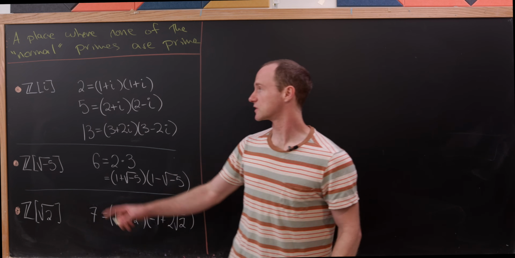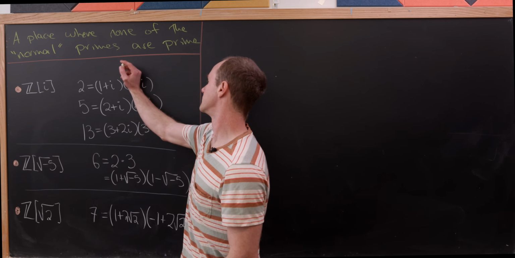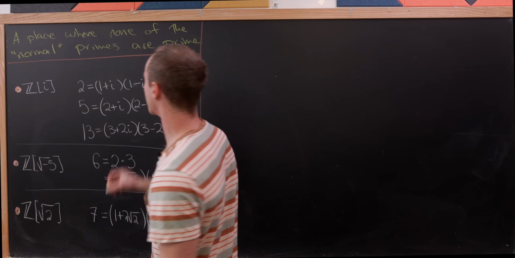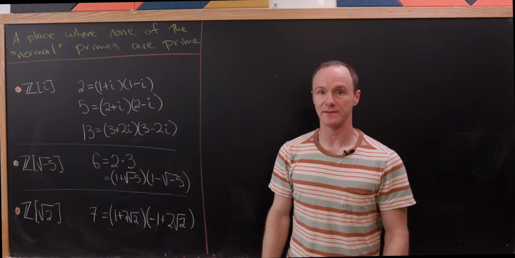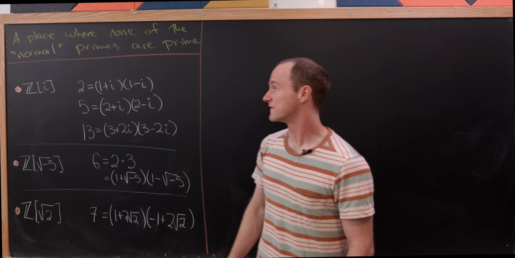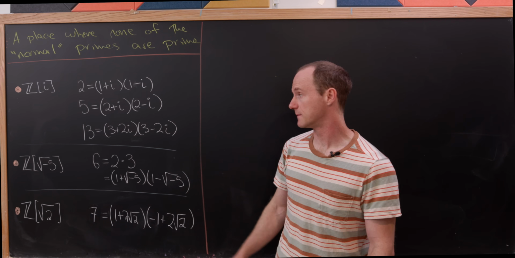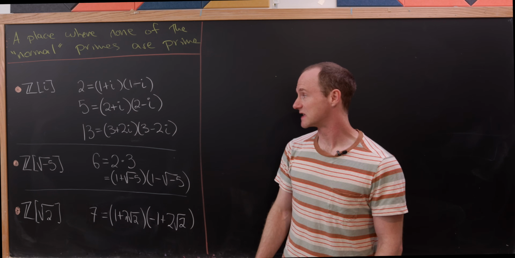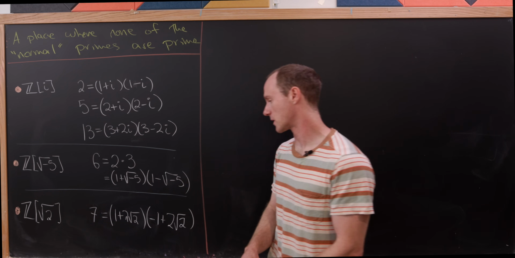Now, I'd like to observe that we can write 2 as (1 plus i) times (1 minus i). So that means that this number 2 is no longer prime inside of the Gaussian integers. Likewise, we can write 5 as (2 plus i) times (2 minus i). So 5 is no longer prime. We can write 13 as (3 plus 2i) times (3 minus 2i). So 13 is no longer prime.